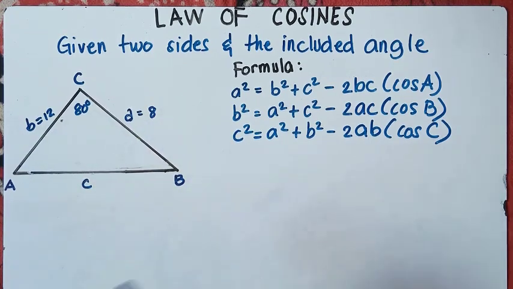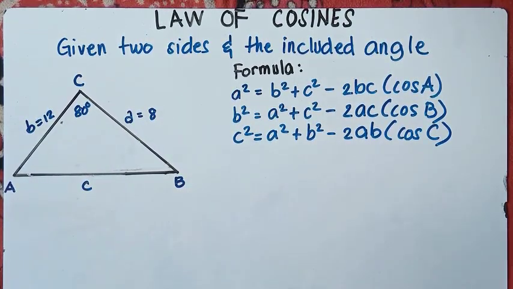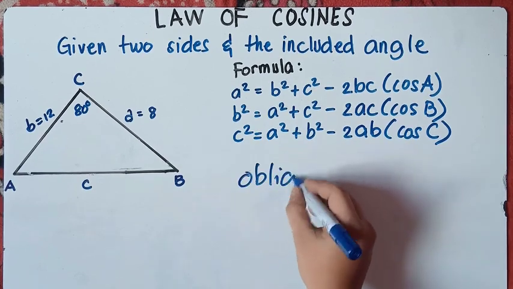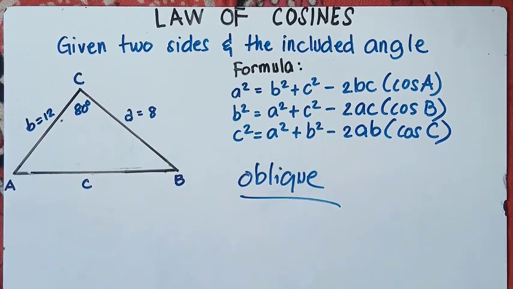Let me repeat it back. We can apply the law of cosines if two sides and the included angle are given, or if three sides are given. And do not forget, the law of sines and the law of cosines can only be applied if the triangle is an oblique triangle. What do we mean by oblique? An oblique triangle is a triangle that does not contain a 90 degree angle. Do not forget about it.